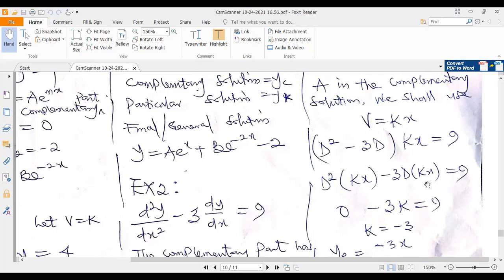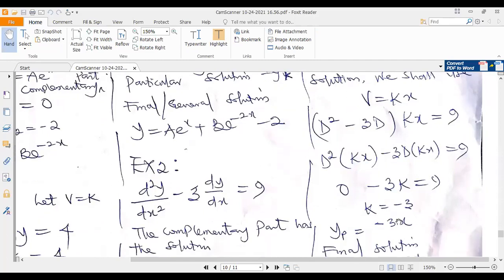Look at this one again. If you differentiate kx with respect to x once, you have k. So you now have minus 3 times k is equal to 9. If minus 3k is equal to 9, then what is k? K is minus 3. So you can now go back to your y particular. Look at this, I have said this might be here. It's the same thing as y particular. Please take note of that. So that will give me minus 3.